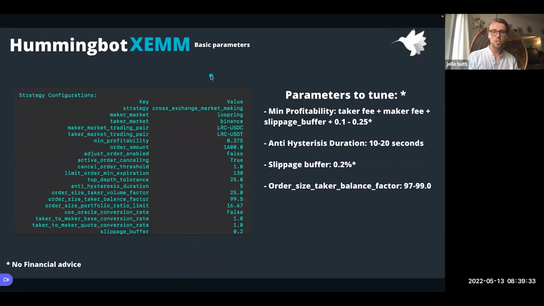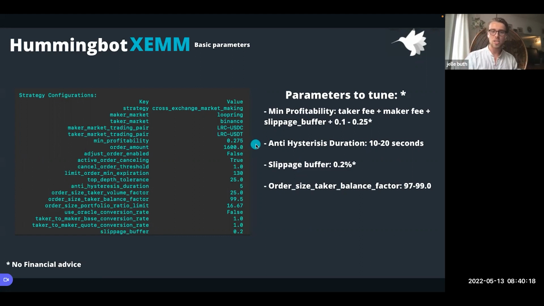So when you're starting your strategy, there are a couple of parameters that you can actually tune. A lot of them I just leave at the default settings. There are a couple of things I change. First thing you need to define is your minimal profitability level. As a rule of thumb, what I use is my taker fee plus my maker fee, plus my slippage buffer, plus a specific profit that I have in mind. So let's say my maker fee is 0.1%, my taker fee is also 0.1%, and I have a slippage buffer of 0.2%. That means my minimal profitability level should at least be 0.4. And then I add maybe 0.1% or a little bit more to increase my profits a little bit.